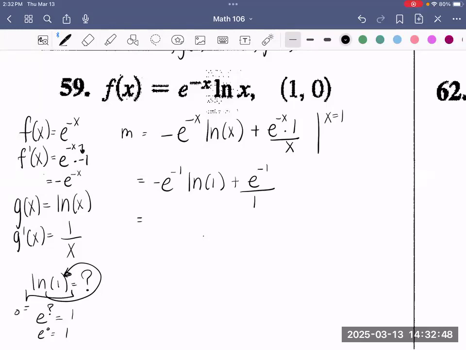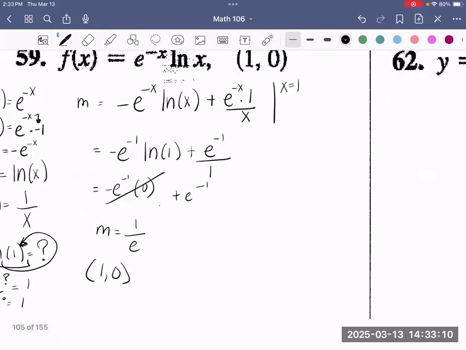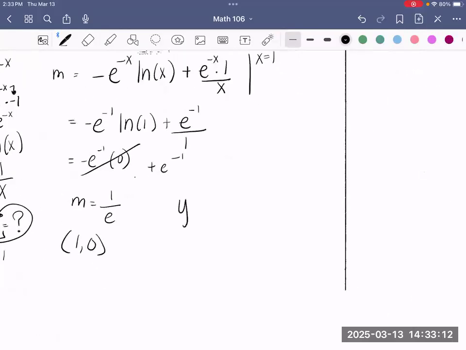So if we have this being multiplied by 0, that'll cancel this term out. And so your slope here is 1 over e. Keep in mind, we might want to convert this into a positive exponent. So your slope here, for me, I'm just going to do 1 over e. So again, you have the point (1, 0). So when you put it all together, we have y minus 0 is equal to your slope, m, times x minus 1.